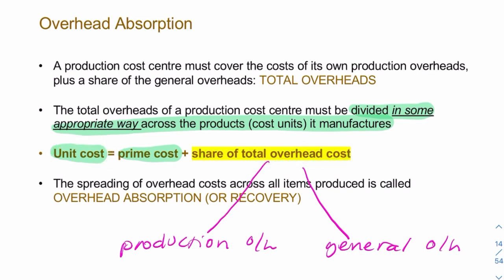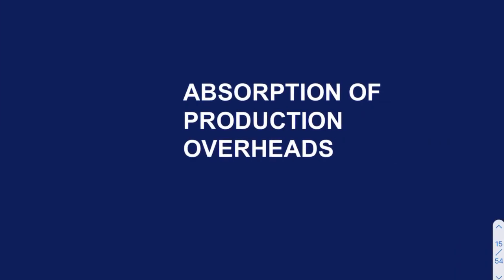Now remember, today we're not talking about price. We'll look at price in lecture 7, in our final lecture. Today we're looking at cost. What's the cost to the company of producing this cup of coffee? So let's start talking about absorption of production overhead. Okay, so remember we said we had general overhead and production overhead. First, we're going to be talking about production overheads.